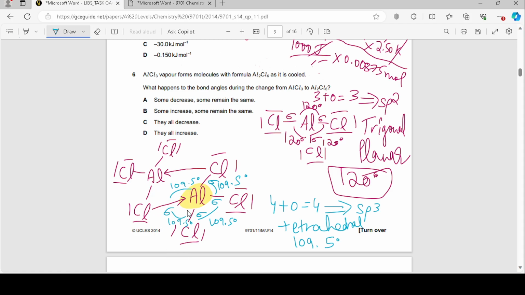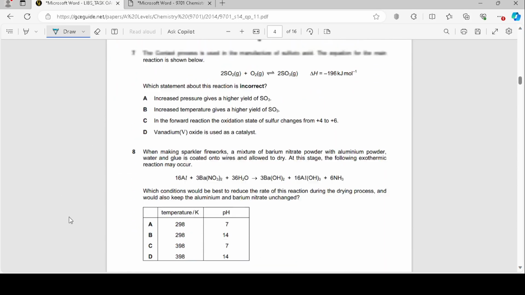But yeah, okay, so the change in bond angle when you're going from AlCl3 to Al2Cl6 is 120 degrees to 109.5 degrees, which means that your bond angle decreases, right? So if I look at the options now, I see some decrease, others remain the same. Some decrease, some remain the same. Some increase, some remain the same. They all decrease, they all increase. So I would say they all decrease seems like a plausible answer. So I'm going to say that the answer for question number 6 is C, and then we go to the next question.